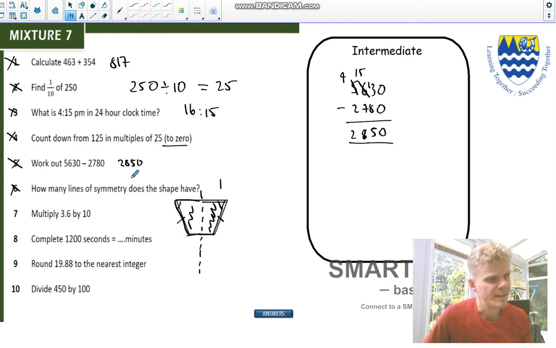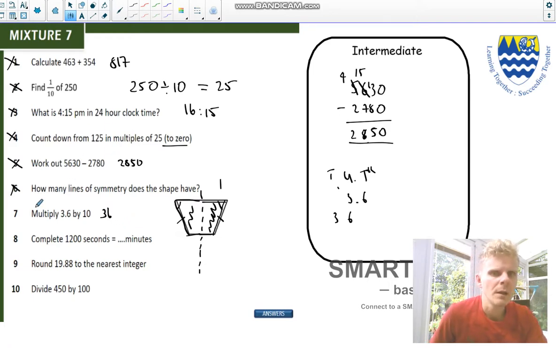Multiply 3.6 by 10. Hopefully lots of you are just doing that in your heads now, but just in case, we've got our units and tenths columns. So I've got 3.6. If I want to multiply by 10, everything's going to get 10 times bigger. So we're going to move one place to the left in our columns here. So the 3 is going to go into the tens, and the 6 from the tenths is going to go into the units, and we're going to end up with 36 there. Okay, so you can probably visualize that shift over now.